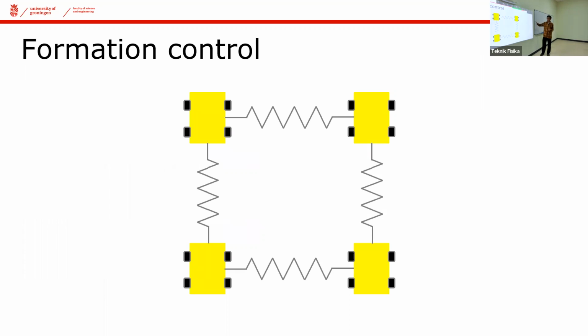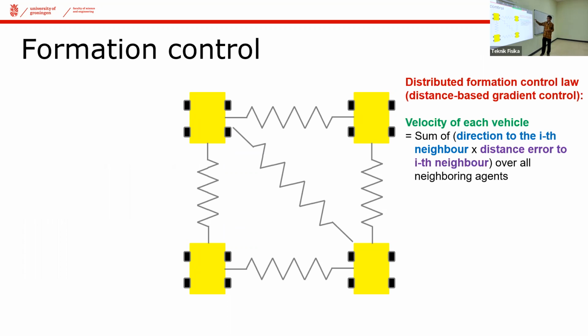How to imagine that? I would like to use this graph. This is a rigid formation. Then the distributed formation control is basically given in the following sentence. The velocity of every vehicle, in this case for every agent, is just the sum of all the directions to the neighbors multiplied by the distance error to the neighbor, over all the neighboring agents.